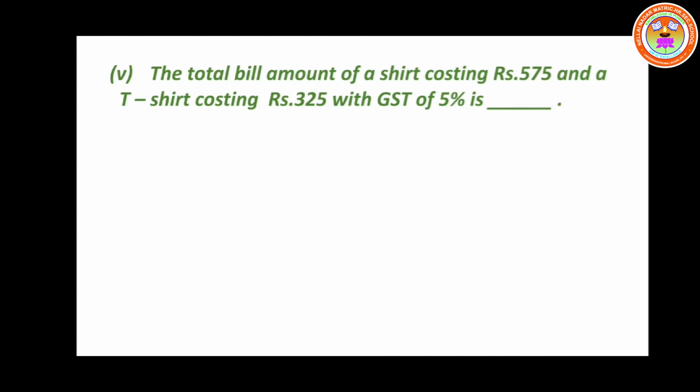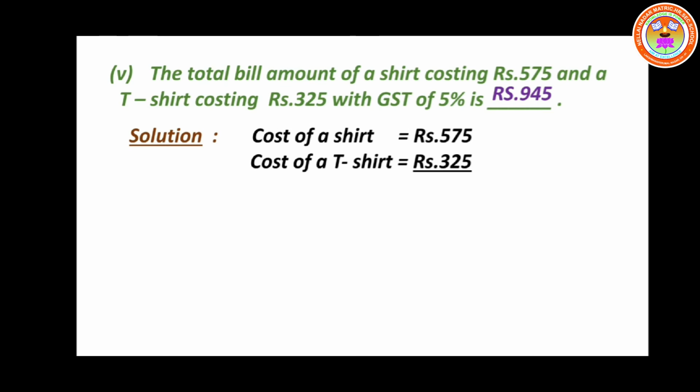The total bill amount of a shirt costing rupees 575 and a t-shirt costing 375 with GST of 5%. Now actually what is the question? The total bill amount, we have to find. What is the amount of the total? They bought the shirt as well as the t-shirt with GST of 5%. Okay, let us find that one. You'll be getting the answer rupees 945. Let us see how we got the answer.